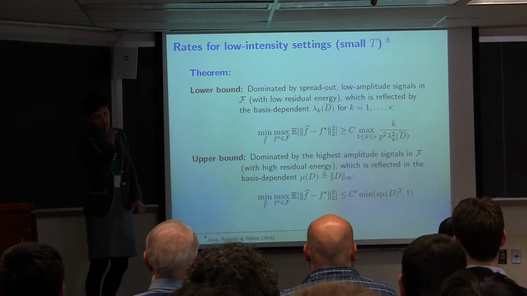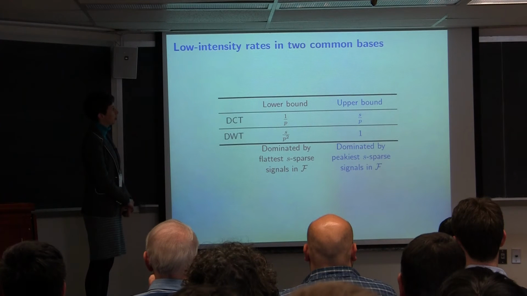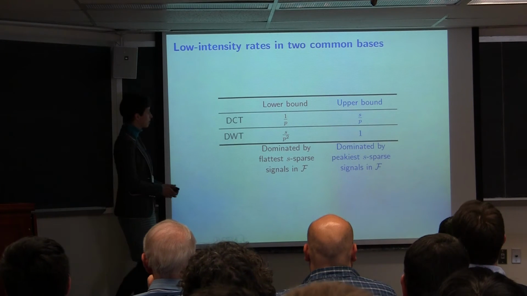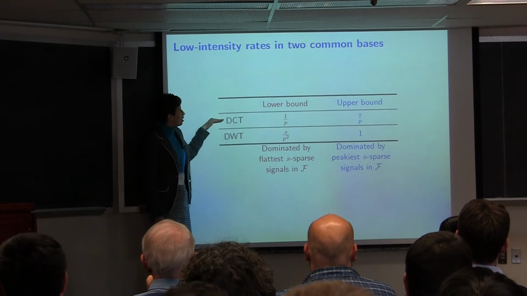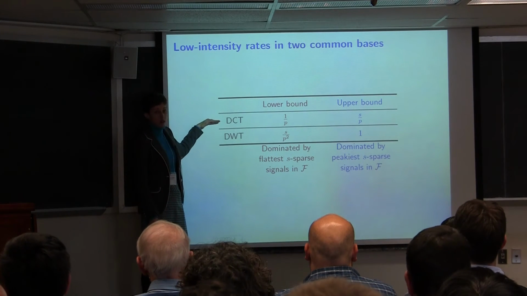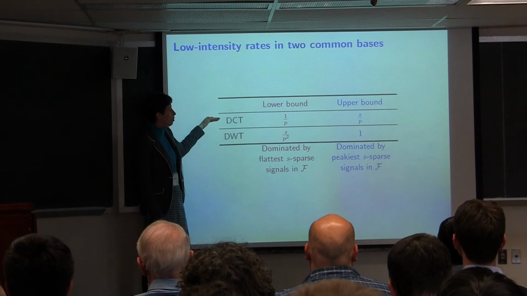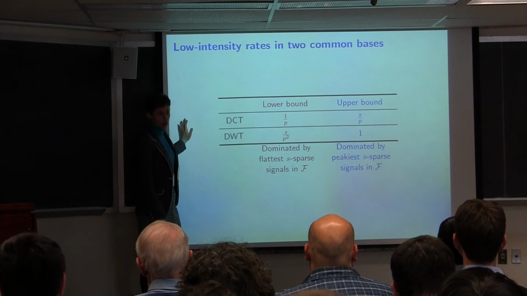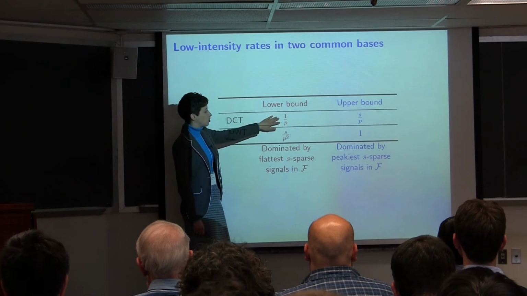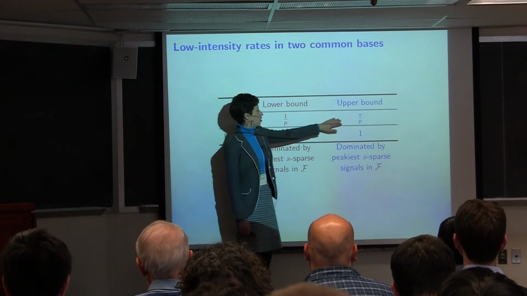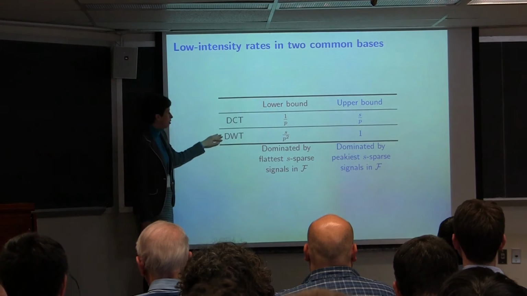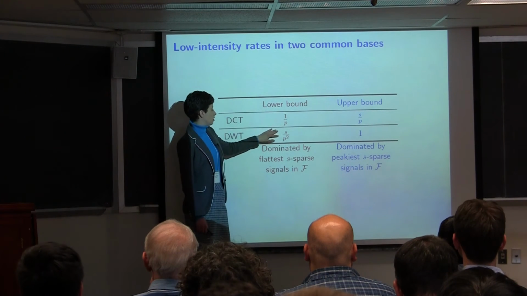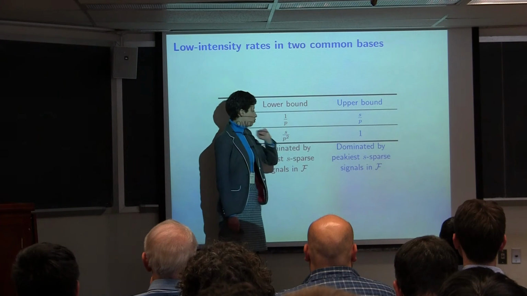So let's just think about what these things look like for some specific examples, and then look at some plots. For signals that are sparse in a discrete cosine transform or Fourier basis, if we were to work out what these constants were on the previous slide, then the lower bound looks like 1 over p, and the upper bound looks like s over p. And if we were to look at a discrete wavelet transform basis, our lower bound is s over p squared, and our upper bound is 1.